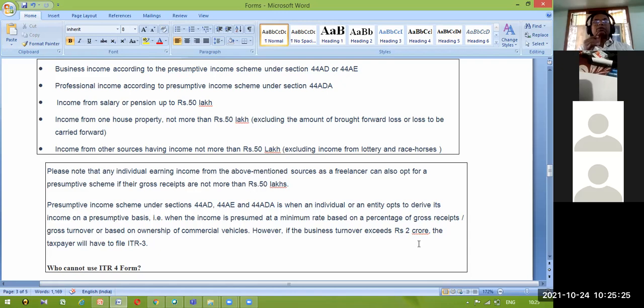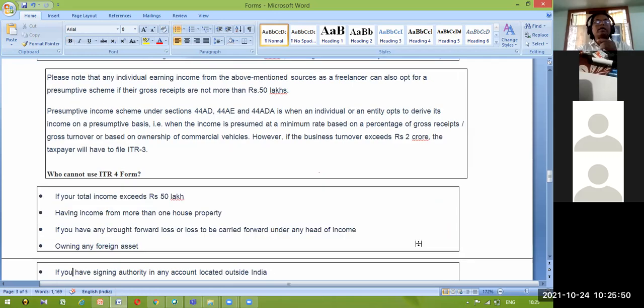These are presumptive incomes. However, if the business turnover exceeds 2 crores, the taxpayer will have to go for ITR 3 again. If the business turnover crosses 2 crores, then the taxpayer will have to file ITR 3. He cannot file ITR 4. So these conditions are very important to study.